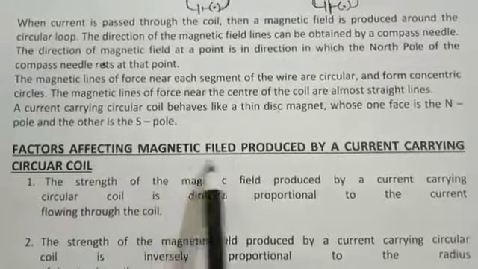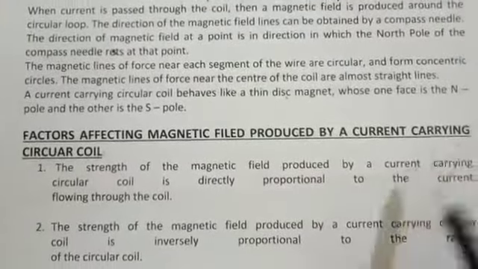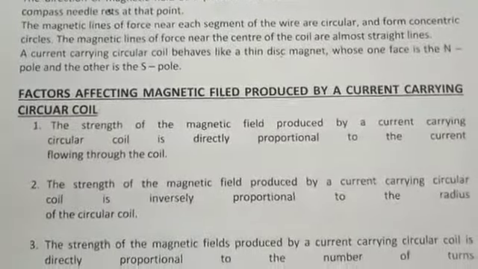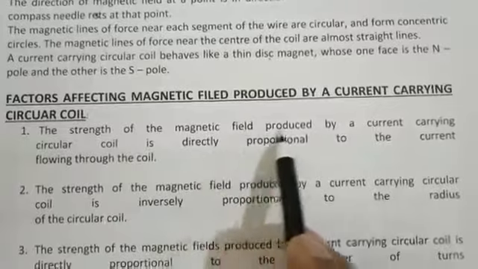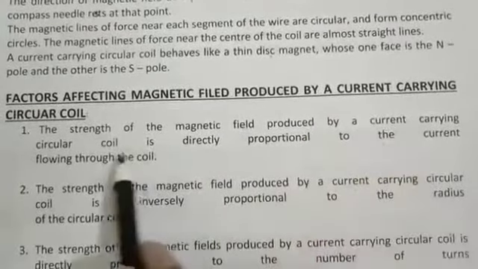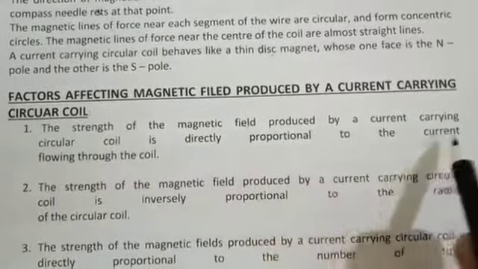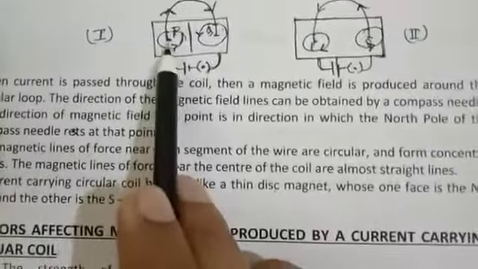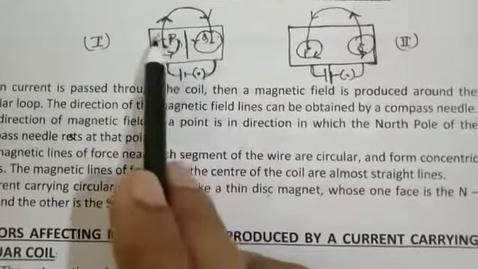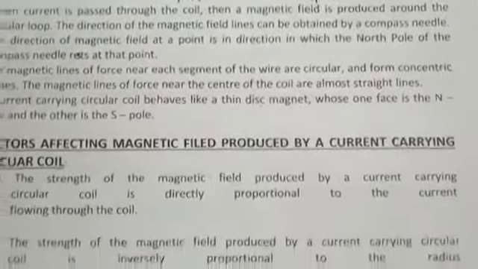Now coming to the factors, we have the next part. Factors affecting the magnetic field produced by a current carrying circular coil. We will discuss three factors. Factor number 1: the strength of the magnetic field produced by a current carrying circular coil is directly proportional to the current flowing through the coil. That is, the stronger the current passing through this coil, the stronger the magnetic field produced around it. That is point number 1.